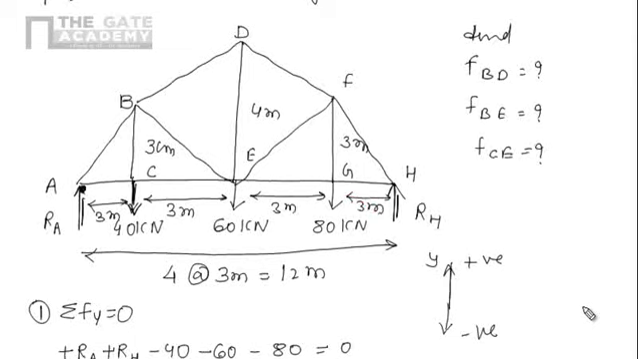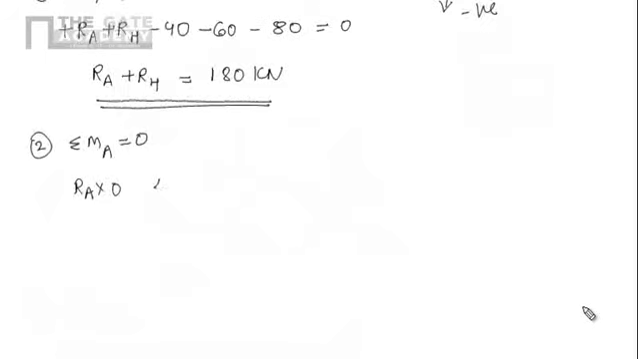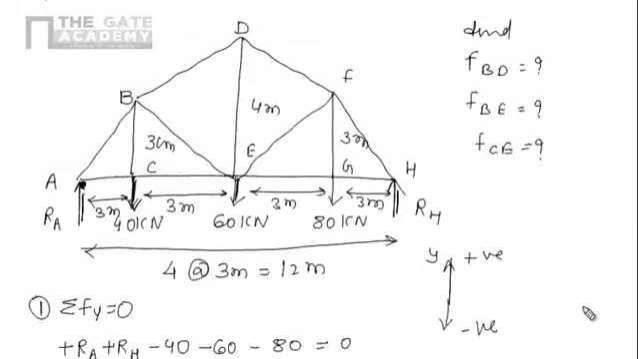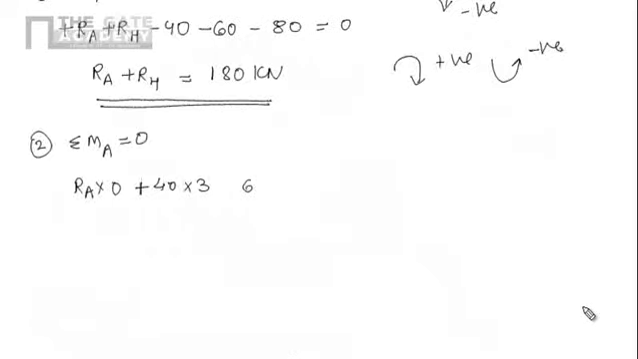So now if we take the moment due to this 40 kilonewton, we have to multiply it with this 3. So moment due to 40 kilonewton at A will be 40 into 3, and the direction of moment is clockwise. Our convention: clockwise is positive and anti-clockwise is negative. So it is positive. Similarly, due to this 60 kilonewton, we are having 3 plus 3, that is 6. And again clockwise, so 60 into 6, positive.